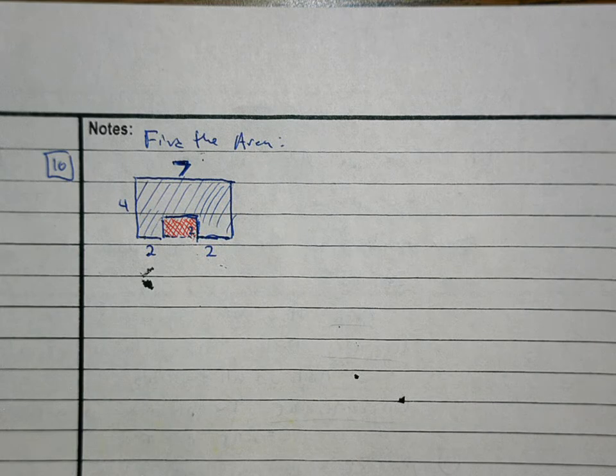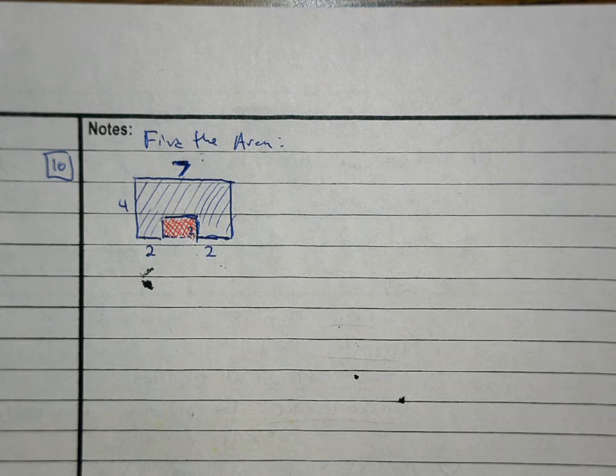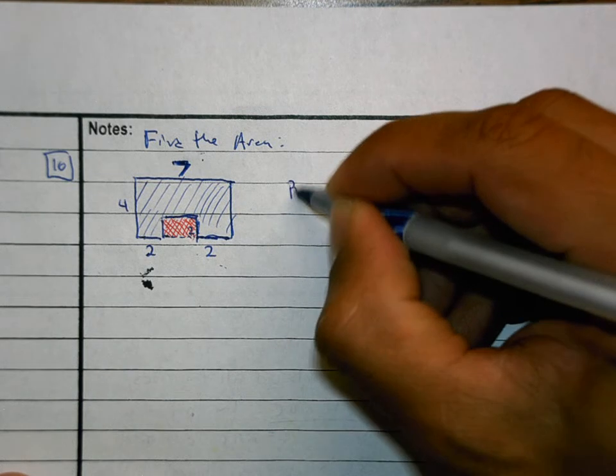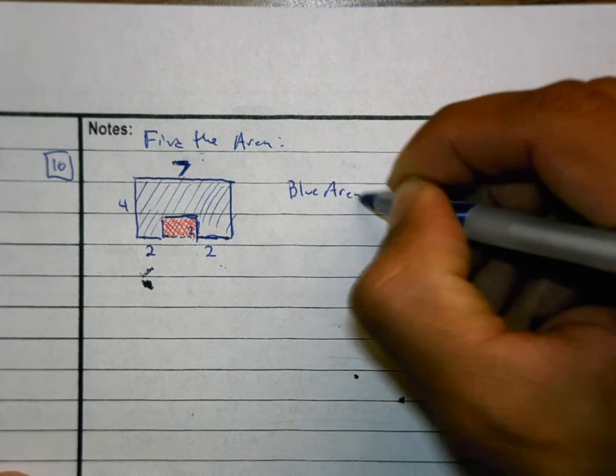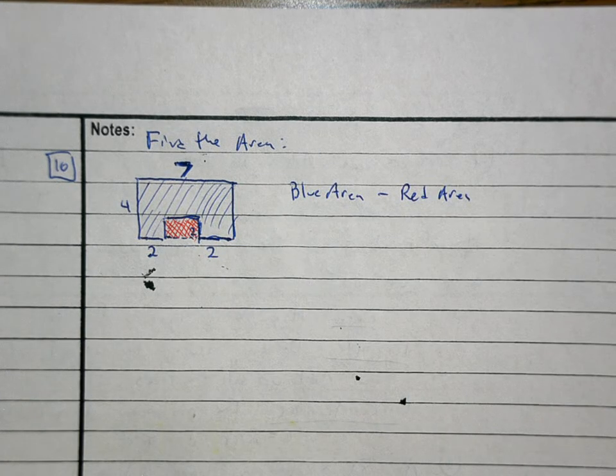What I'm going to do is I'm going to find the area of this entire, like I'm going to pretend this was a rectangle that was filled in. I'm going to find that whole area, then I'm going to subtract the red area. Then I can find out what the area is. I think that's the easiest way to do it. So I'm going to do the blue area minus the red area. Okay. So the blue area.